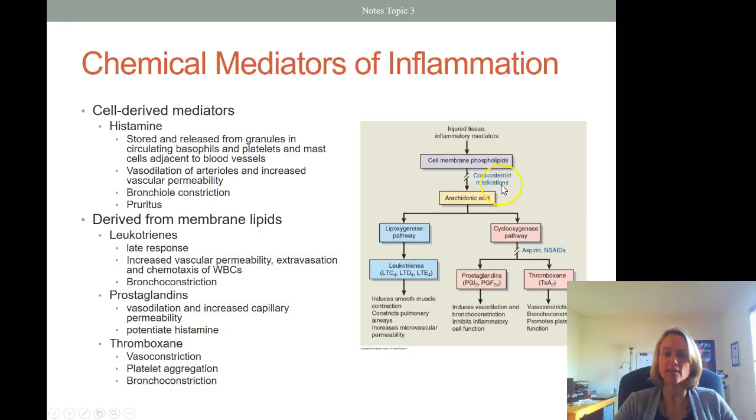So corticosteroid medications, they block the production of arachidonic acid. Therefore, they would block production of all the eicosanoids, leukotrienes, prostaglandins, and thromboxanes. Aspirin and NSAIDs are going to block just the cyclooxygenase pathway, which would block the production of prostaglandins and thromboxane.